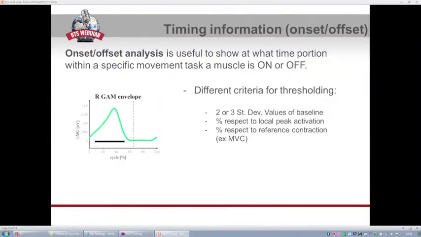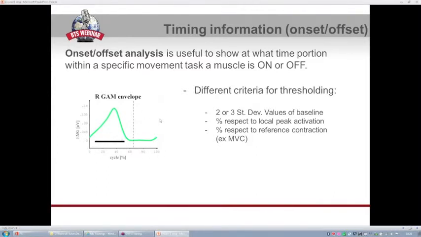So what about now timing information or onset offset information? This type of analysis can be a useful tool to show at what time portion within a specific movement task a muscle is on or off. The main idea of the onset parameter is to compute how long a muscle needs to turn on and how long it stays on. And then we can also analyze how much EMG activity is used within the onset period. So this is, for example, the case of what we want to have during a gait cycle.